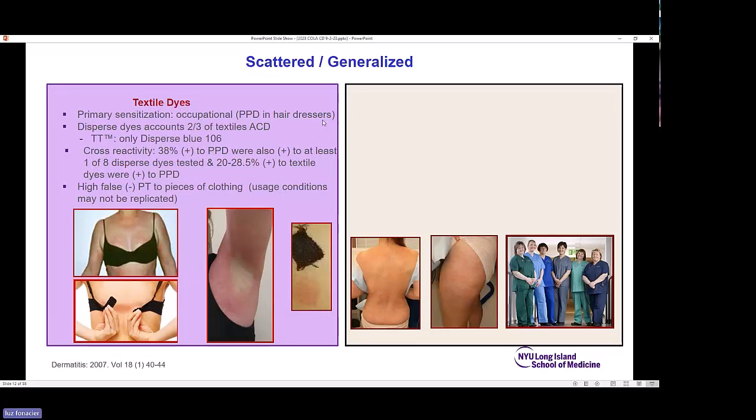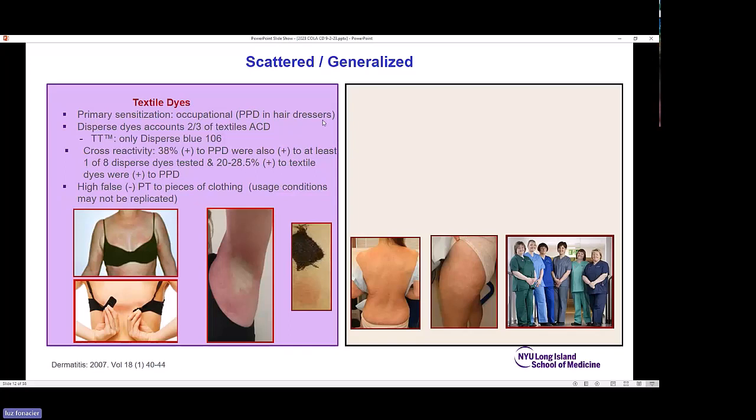Another distribution, which we thought was uncommon, but it's actually common, and it becomes a big differential diagnosis for us, especially in atopic dermatitis, is a scattered generalized dermatitis. Two common causes are textile dye and formaldehyde resin, and I'll go over textile dye with you. The primary sensitization of textile dye is occupational. So you have hairdressers who are exposed to p-phenylenediamine in hair dyes day in and day out. And this will cross-react with disperse dyes, which accounts for 2/3 of textile dye allergic contact dermatitis.